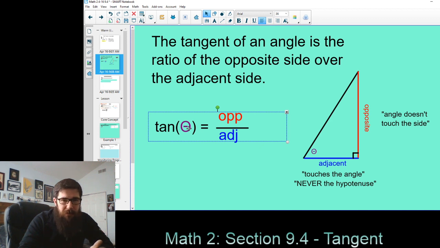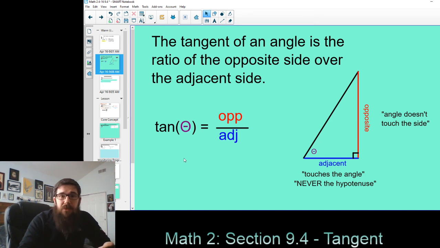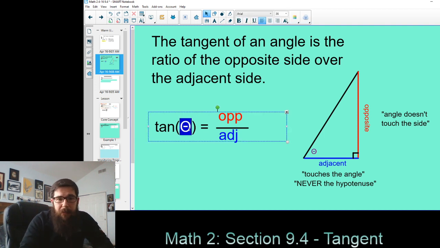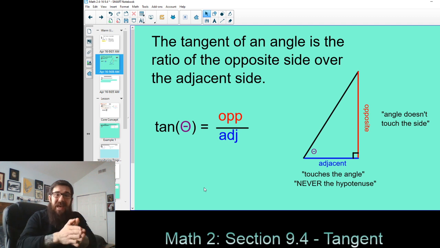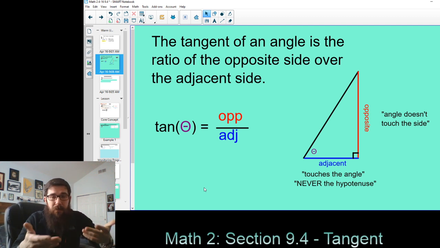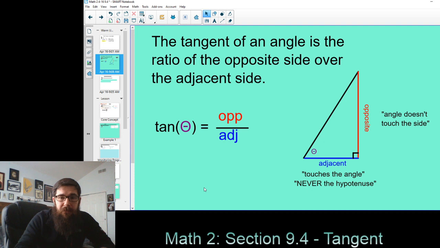Now I'm introducing something here called theta. It's a Greek letter. The first 2 letters of the Greek alphabet are alpha and beta, which is where the word alphabet actually comes from. Theta is just another letter. It's pretty common to use some of these Greek letters for angles, and we might have done a little bit of that already. I'm saying that the tangent of that angle, so it matters what the angle that I want the tangent of is. It's going to make a difference.